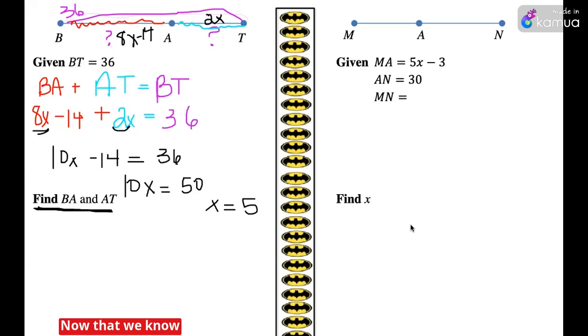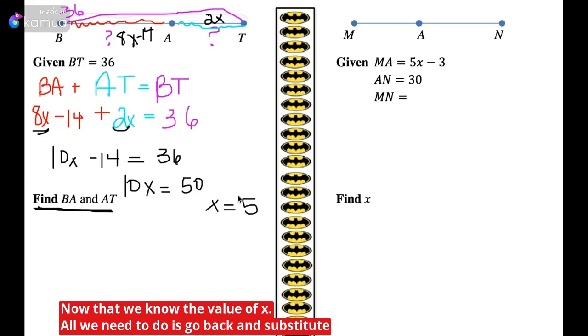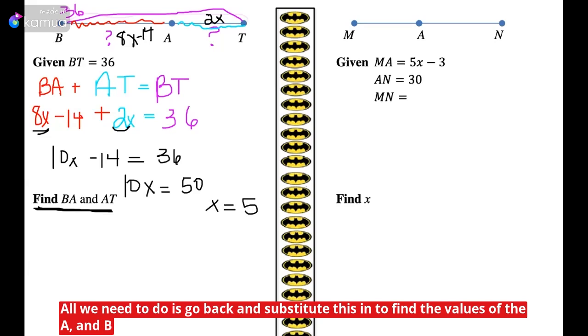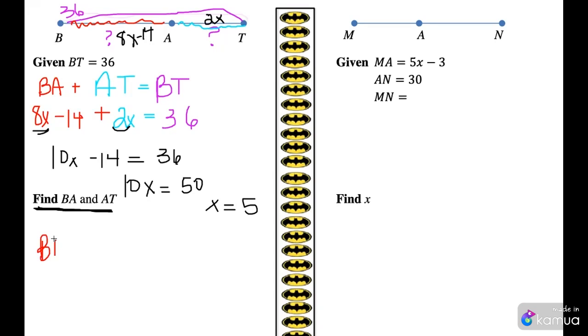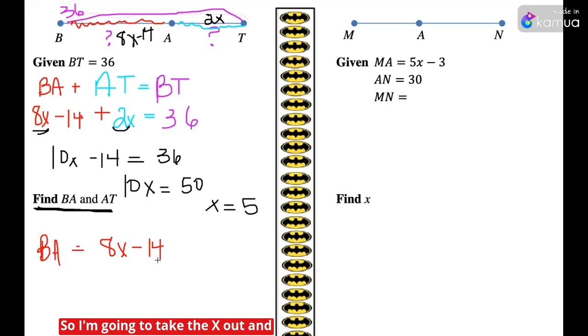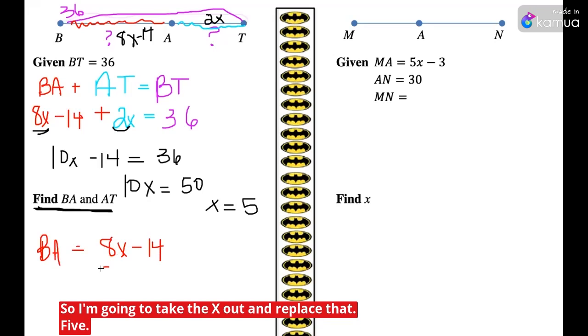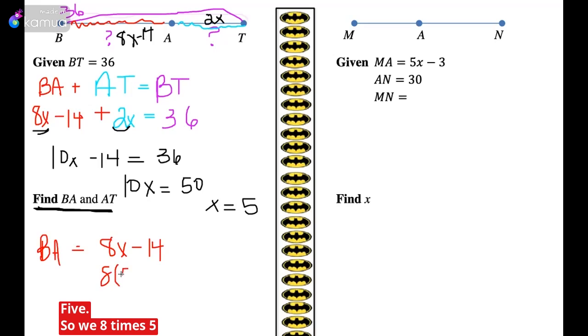Now that we know the value of x, all we need to do is go back and substitute this in to find the values of BA and BT. Let's go. BA was 8x minus 14. So we want to take the x out and replace that with 5. So that'll be 8 times 5 minus 14.